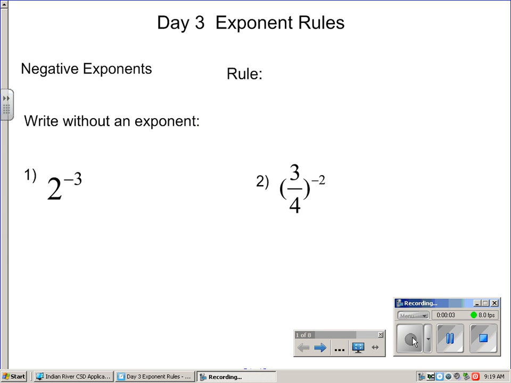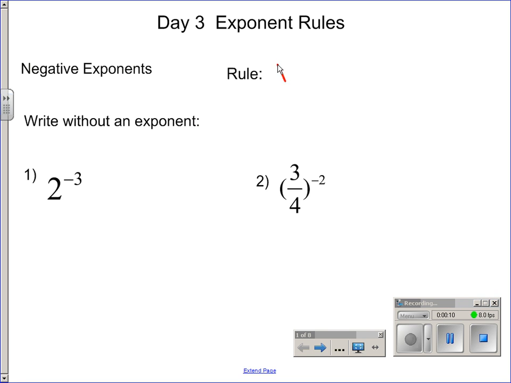Day 3, exponent rules. We're first going to look at negative exponents. So the rule, if we have x to the negative m, what you're going to do when you see a negative exponent is you're going to do the reciprocal. So if we take x and we flip it, we're going to have 1 over x, and then you make the exponent positive. Whenever we see a negative exponent, we're going to do the reciprocal, which means to flip.